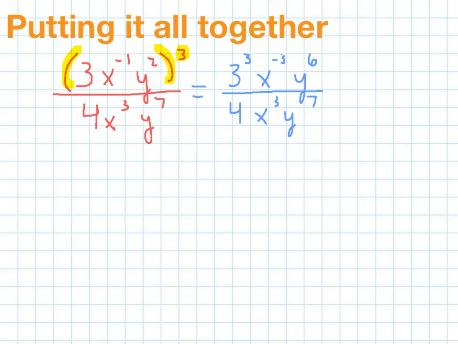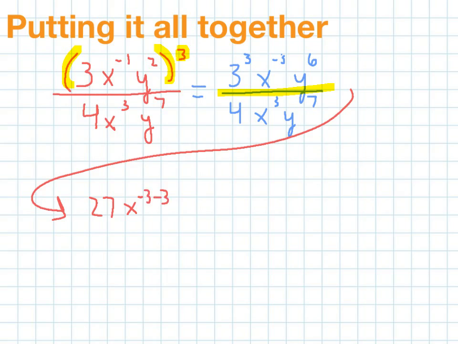Now we're going to take care of what we see here as our quotient rule. There's our division bar. In this step, I have 3 to the 3rd power, which is 27. I'm going to leave that on top. Then I have x to the negative 3 minus 3, and y to the 6 minus 7, all over 4. Then we need to simplify a step further. So I have 27x to the negative 6, y to the negative 1 over 4.